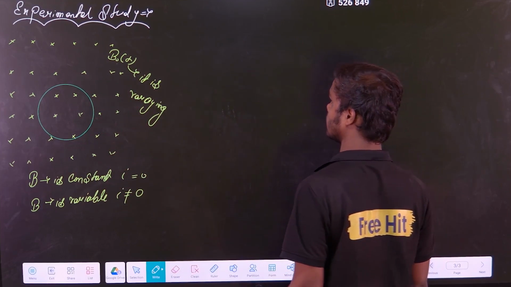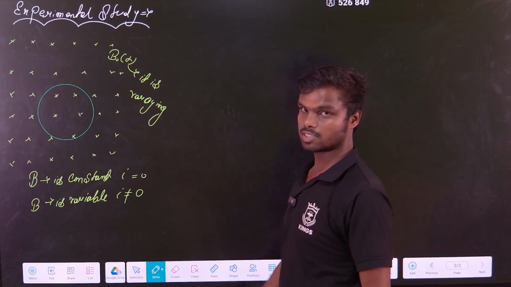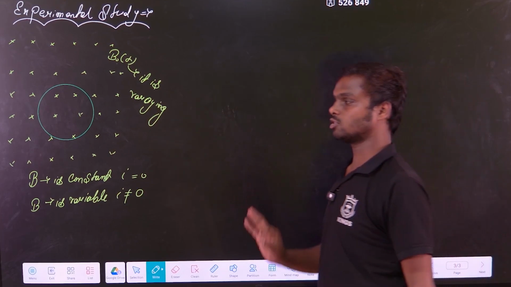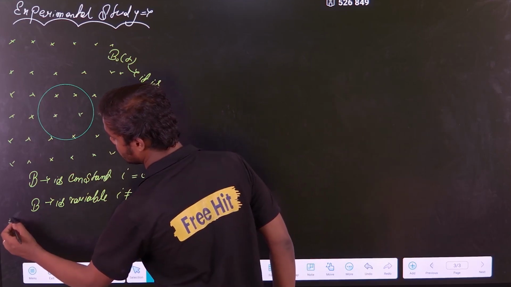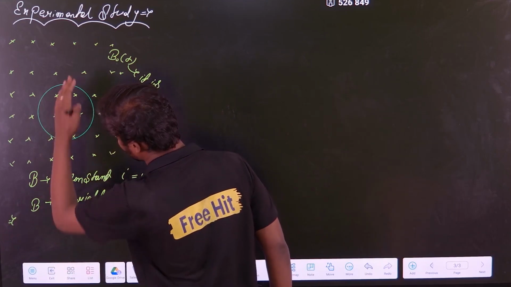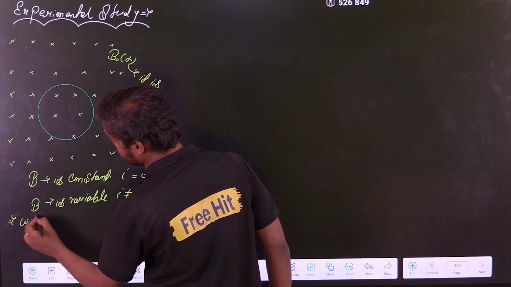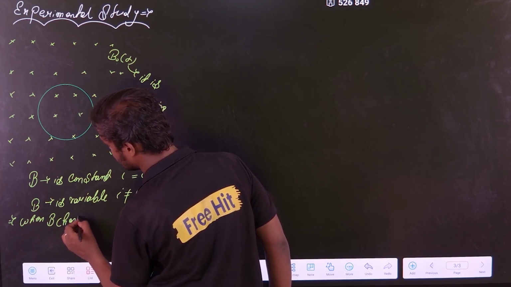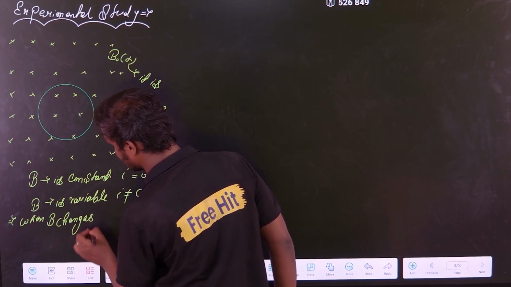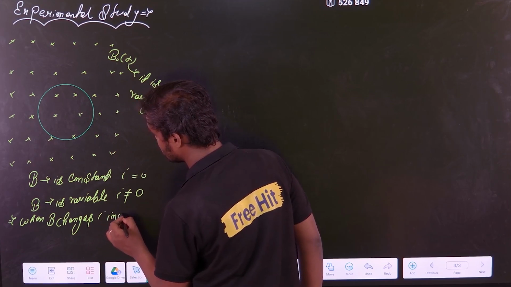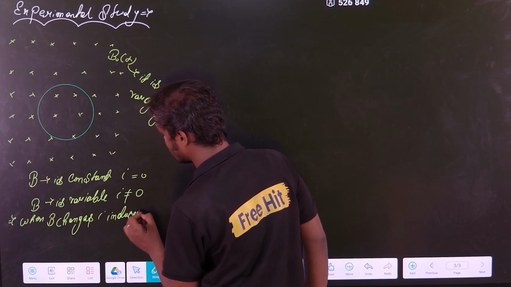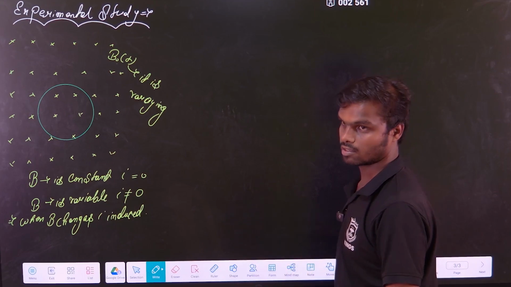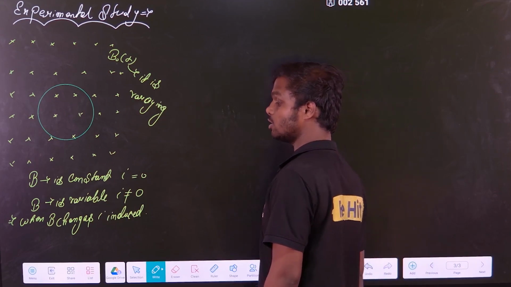That is the first observation they have seen, that whenever there is a change in the magnetic field, there will be a current. So what they have observed from this experiment is, when B changes, I is induced. That is called an induced current.